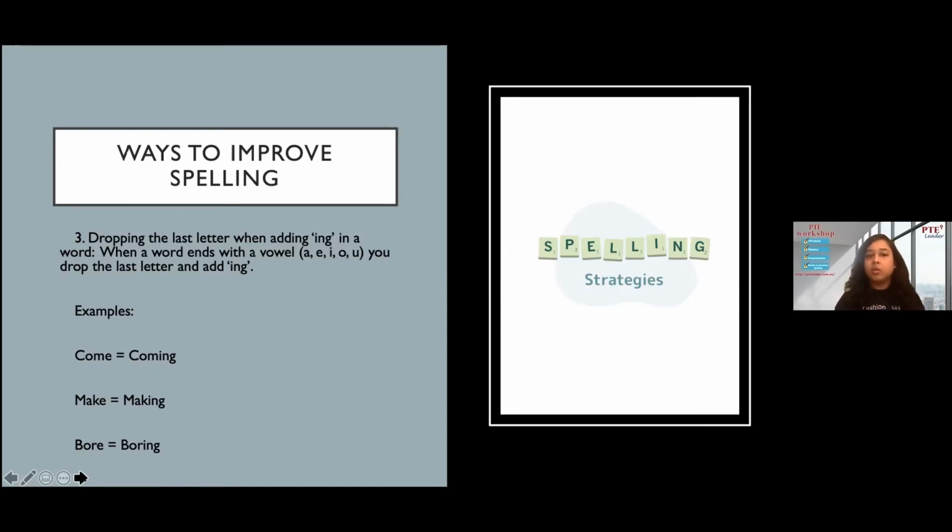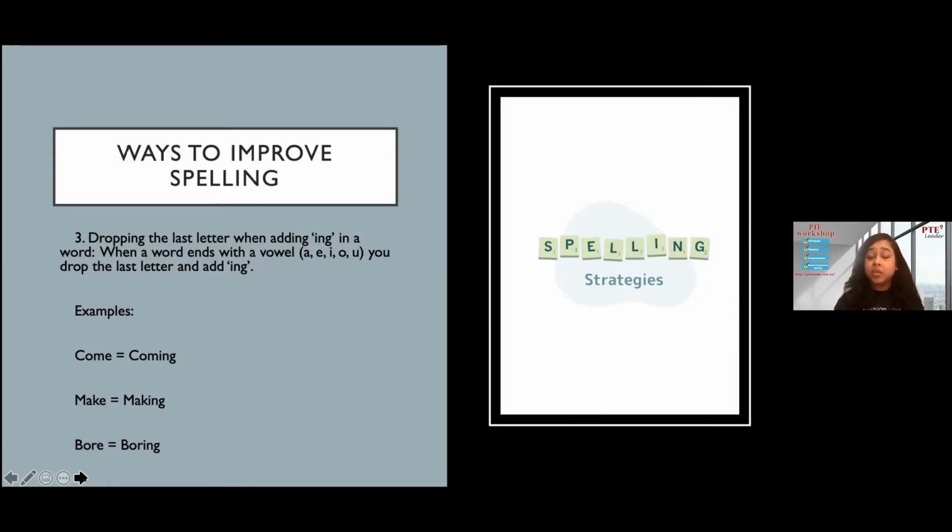These five letters are called vowels. So when a word ends with a vowel, and you want to add ing to it, you drop the last letter. For example, coming, making, boring.